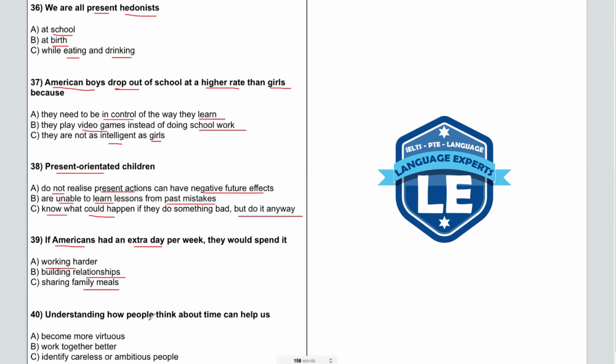And the last one, understanding how people think about time can help us become more virtuous, work together better, and identify careless or ambitious people. Okay? And so same idea here, virtuous is specific, work together is specific, identify people is also specific. All right, so we have just done steps 1 and 2. You might think this took a bit of time.